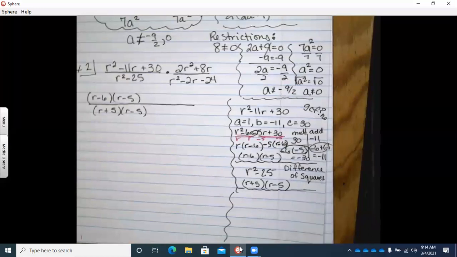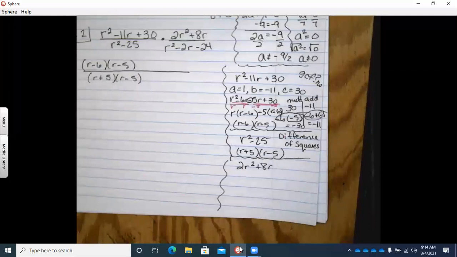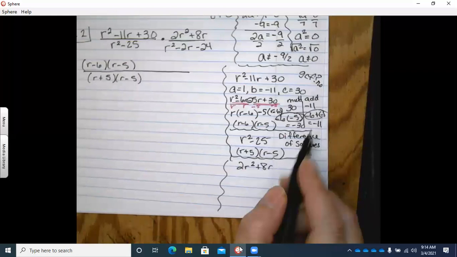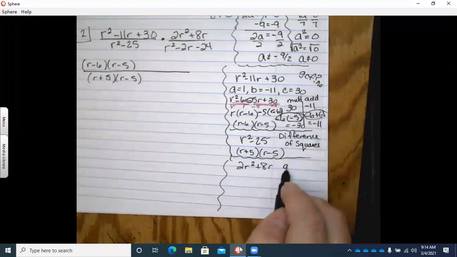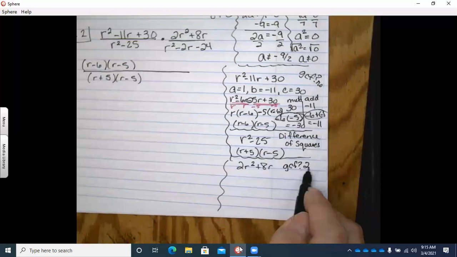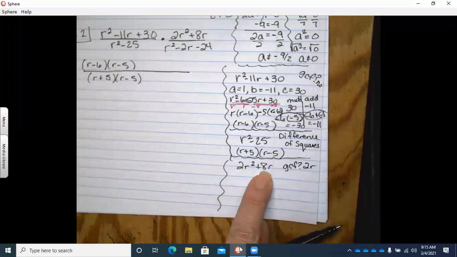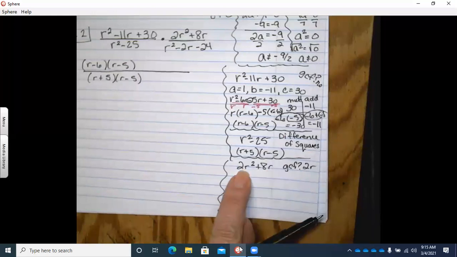Now let's look at the numerator on the right side. 2R squared plus 8R. So right now it's a quadratic, but even if we have a quadratic, we look to see if there's a GCF. Do we have a GCF? What is it? 2R, very good. Because my first term has 2 R's. R squared means R times R, there's 2 of them. 8R has 1 R, not 8. It's the exponent. So I've got 2 R's in the first term, 1 in the second term.